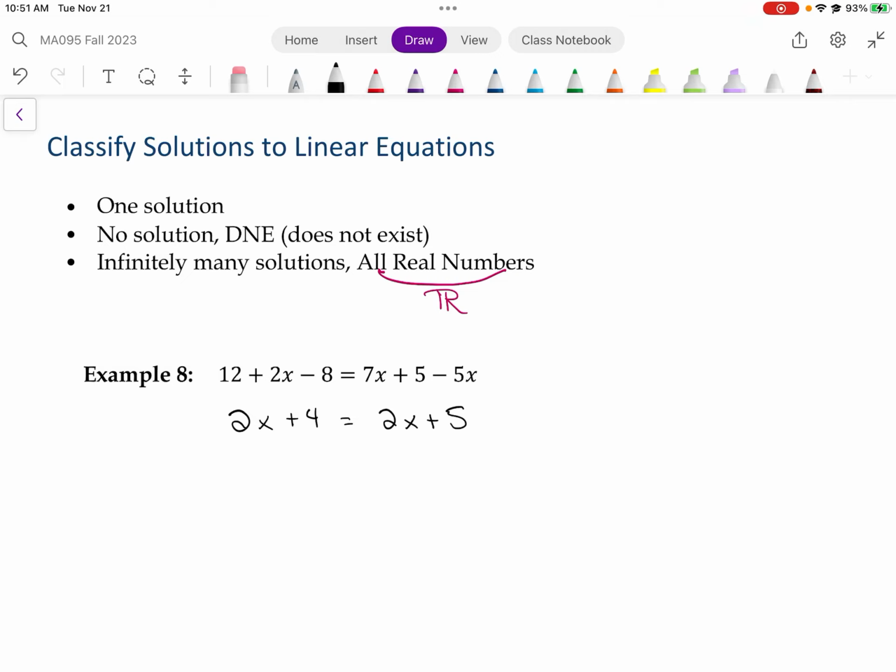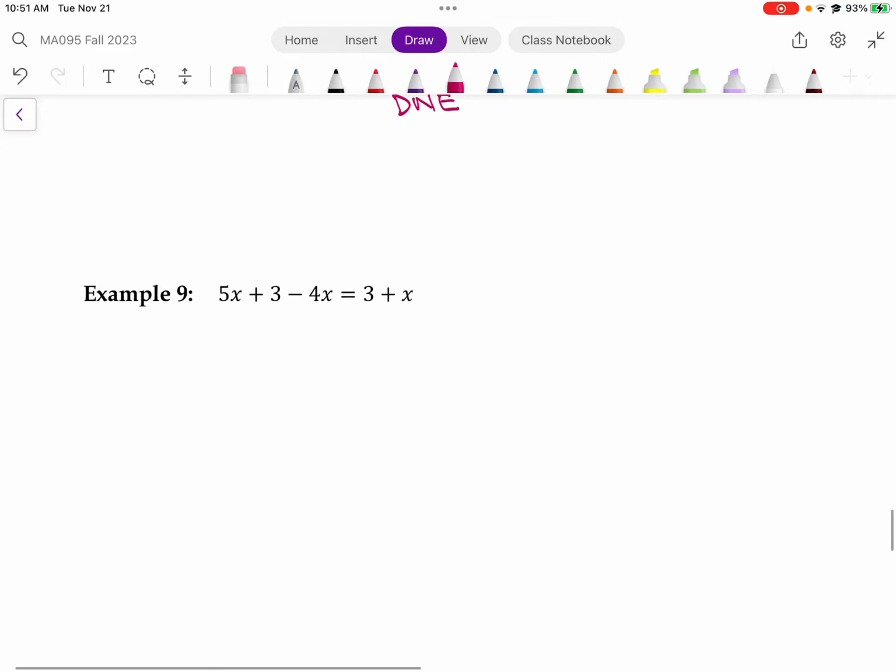If I subtract 2x from both sides, it goes away on both sides. And I end up with 4 equals 5. And that, in this universe, is never true. So there are no solutions. And you can also just look at it in this step right here and see that there's no way that's ever going to be true. In other words, the solution does not exist. All right, give this one a try.